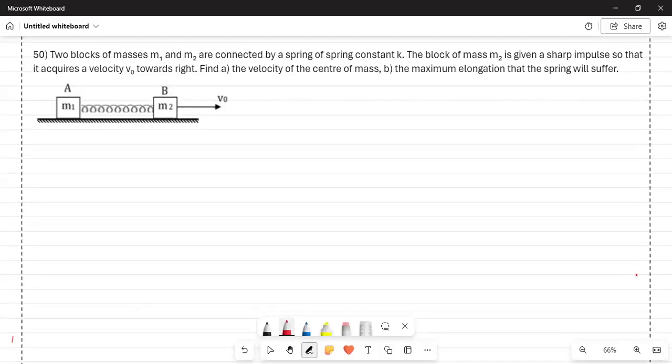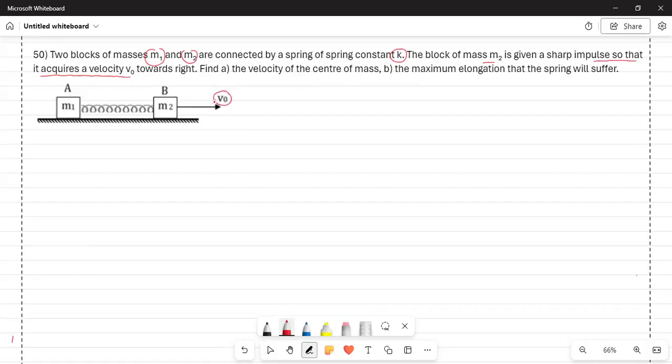We now take up the next problem. It is problem number 50, which says two blocks of masses M1 and M2 are connected by a spring of spring constant K. As shown in the figure, the block of mass M2 is given a short impulse so that it acquires a velocity v0 towards the right. This is the velocity v0.